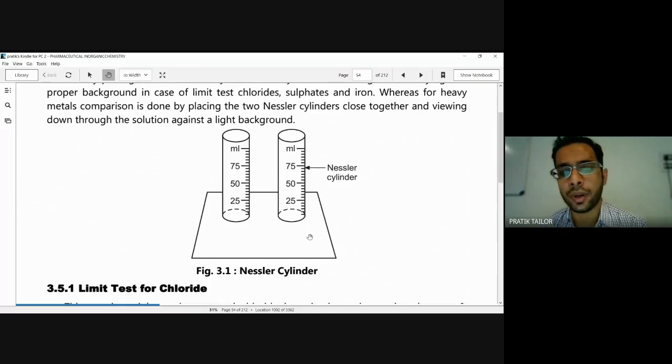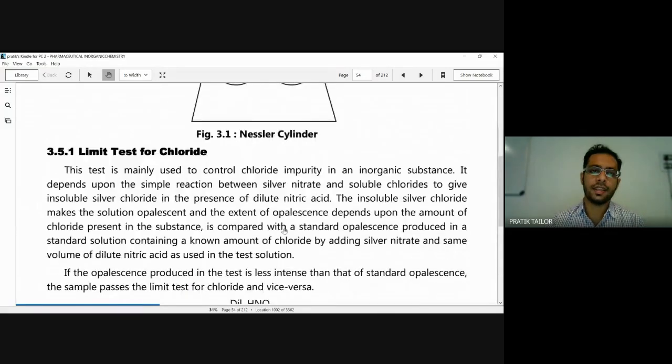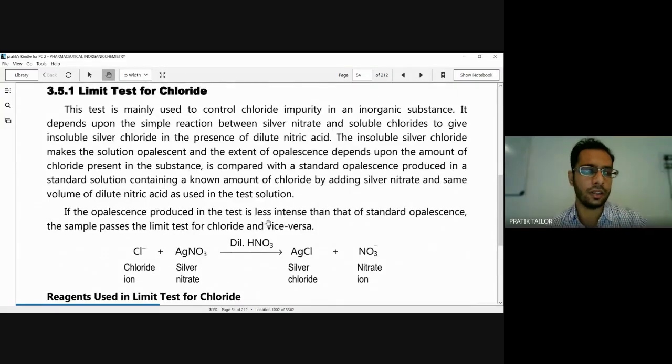This is the common apparatus that you can use. This is called Nessler's cylinder. We are moving a little quickly as this is the revision for some students who requested yesterday. Okay.